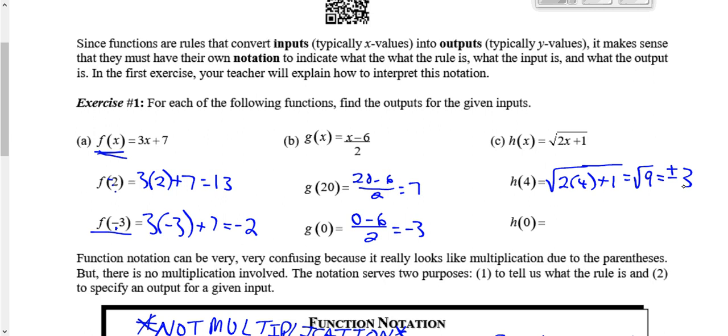Okay. Do h of 0. Square root of 2 times 0 plus 1. That gives us the square root of what? 1. And what is the square root of 1? Plus or minus 1. 1 squared is 1, and negative 1 squared is also 1. I'm just working the square root backwards. What number do you square to get 1? What number do you square to get 9?